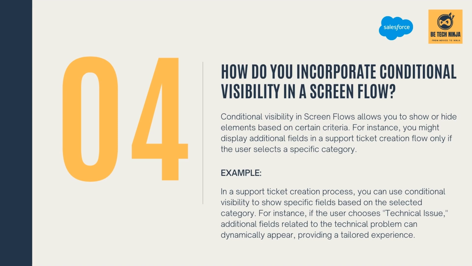Question 4. How do you incorporate conditional visibility in a screen flow? You can answer it like, conditional visibility in screen flows allows you to show or hide elements based on certain criteria. For instance, you might display additional fields in a support ticket creation flow only if the user selects a specific category. For example, in a support ticket creation process, you can use conditional visibility to show specific fields based on the selected category. For instance, if the user chooses technical issue, additional fields related to the technical problem can dynamically appear, providing a tailored experience.